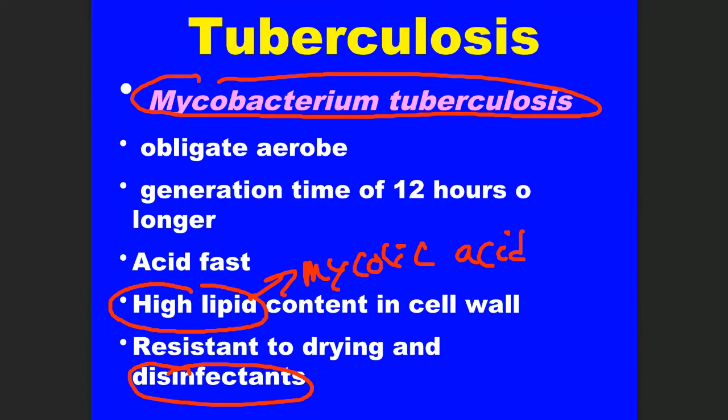Something else about this bacteria is that it's a slow grower. It has a fairly long generation time. The generation time for this is 12 hours or longer, and the consequence of that is that it has a pretty long incubation time. The incubation time, which is something you need to know, is 3 months or longer, and that's in large part attributed to the fact that it has such a slow growing time.